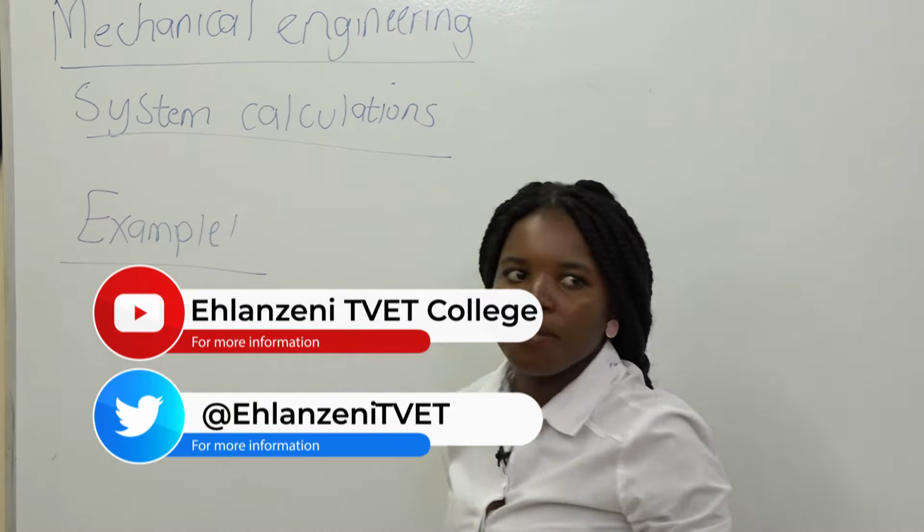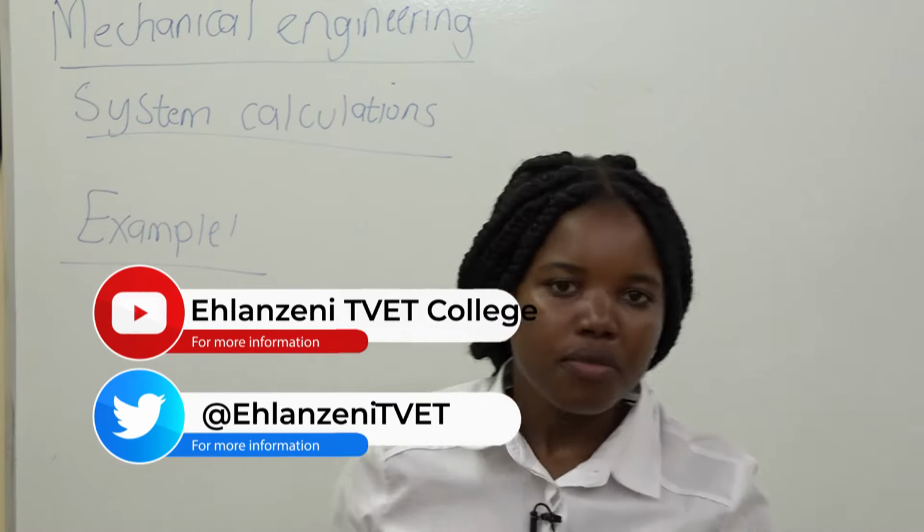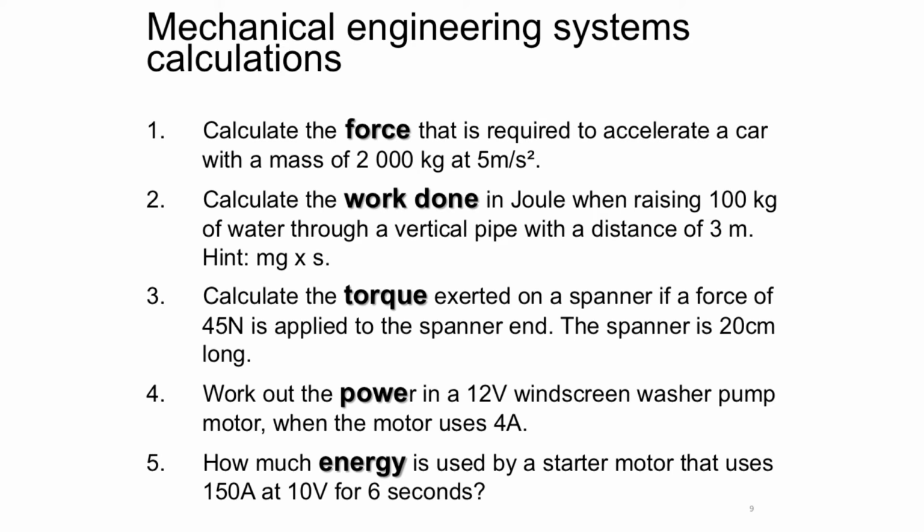Let's check a given statement, number 1, which will be our example 1 for today. It says, calculate the force that is required to accelerate a car with a mass of 2,000 kg at 5 meters per second squared. So we are supposed to calculate the force. This will be our data.